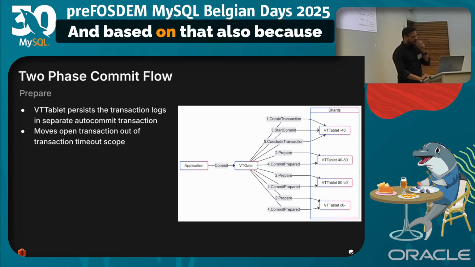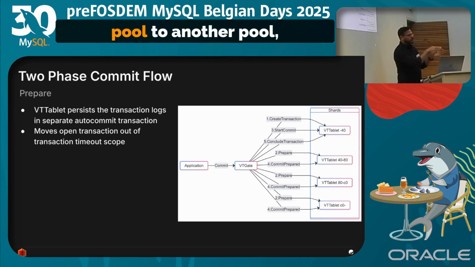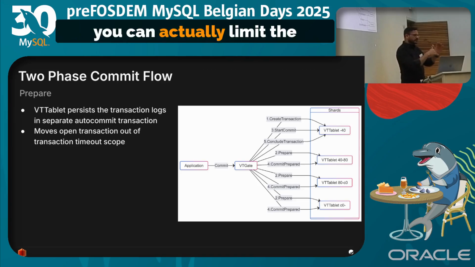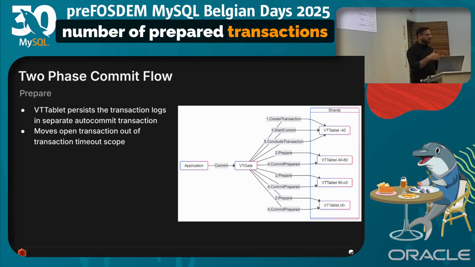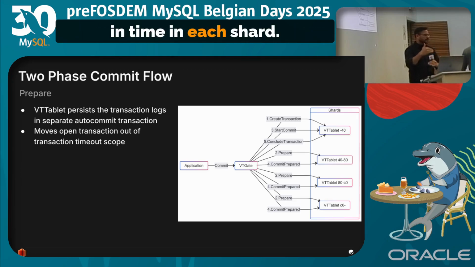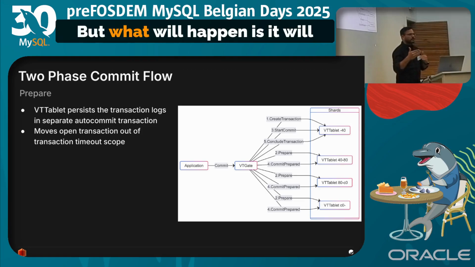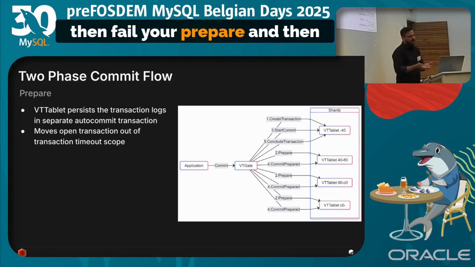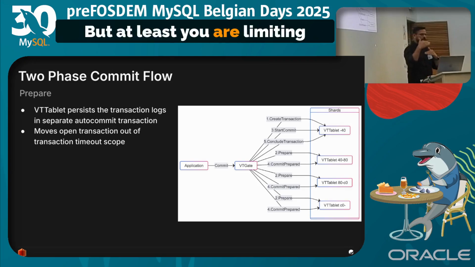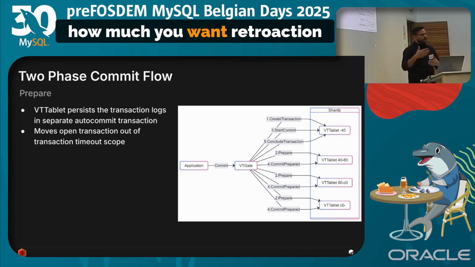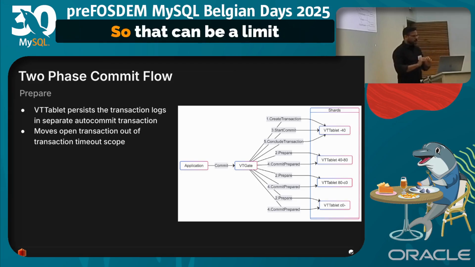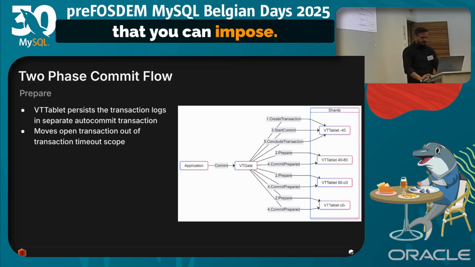Also, because we are moving from one pool to another pool, you can actually limit the number of prepared transactions you want at a certain point in time in each shard. What will happen is it will then fail your prepare and then you will eventually roll back. But at least you are limiting how much distributed transaction you want to happen in your system. So that can be a limit that you can impose.